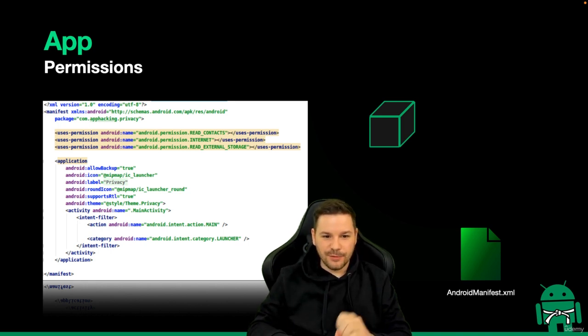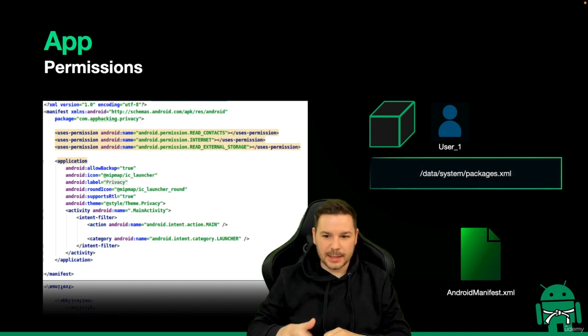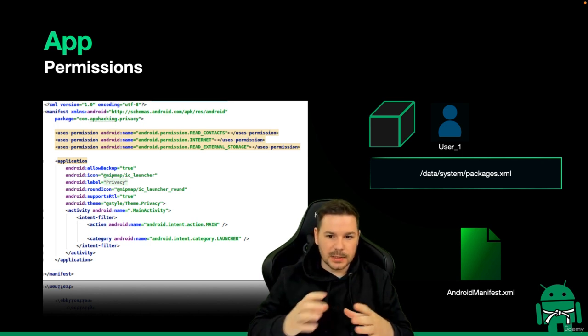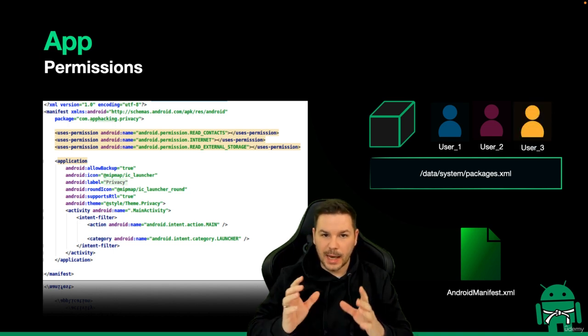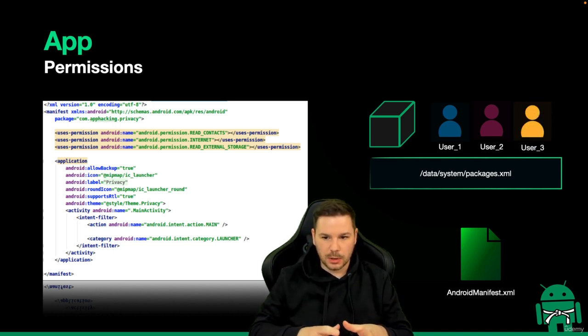Alright, if we define those permissions, these will be added into the packages.xml. And for example, over here we have read contacts, internet, and read external storage. So these single user IDs will be defined over there. They will simply be added. And also there's some kind of tracking whether the user has granted those permissions or not. So this is how the Android system is handling this stuff.